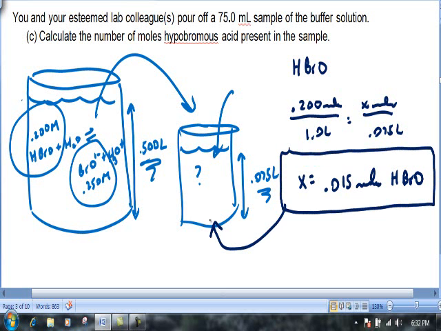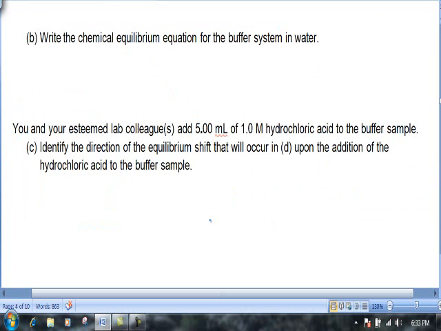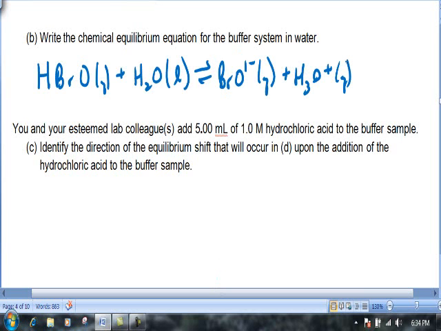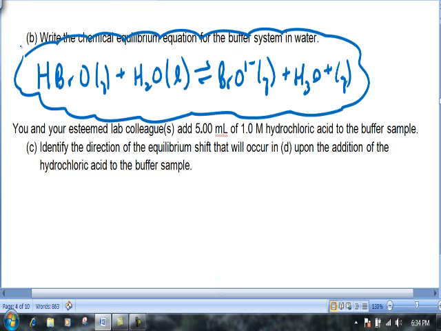The next part here has us write the chemical equilibrium equation for the buffer system. This will just be the reaction of the hypobromous acid with water, something we're quite familiar with at this juncture. This would be the reaction for our buffer system. It's the same reaction that we would write if it were for the weak acid hypobromous acid with water.